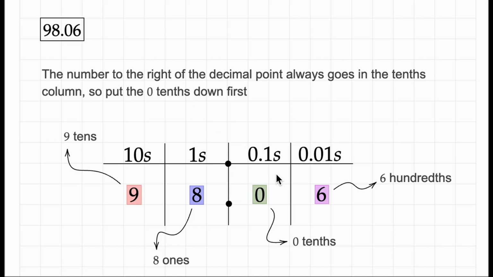And then next we have 98.06. Remember, the number to the right of the decimal point always goes in the tenths column, so put the 0 tenths down first, then the 6 hundredths, and then to the left of the decimal point, the integers, 8 ones and 9 tens.